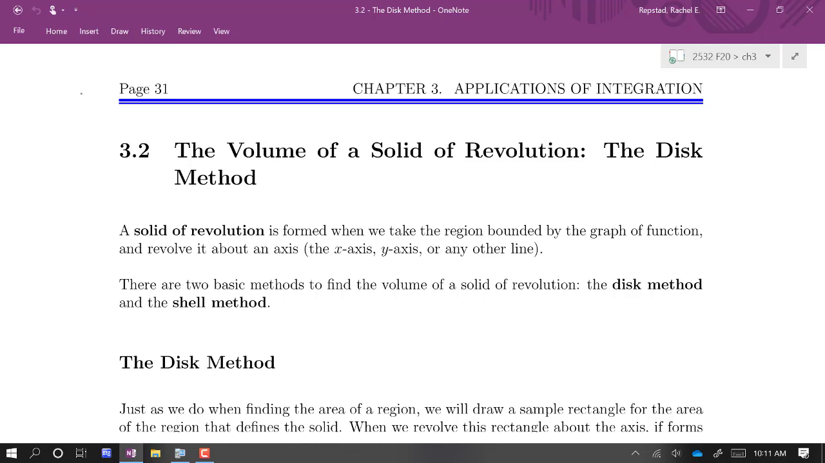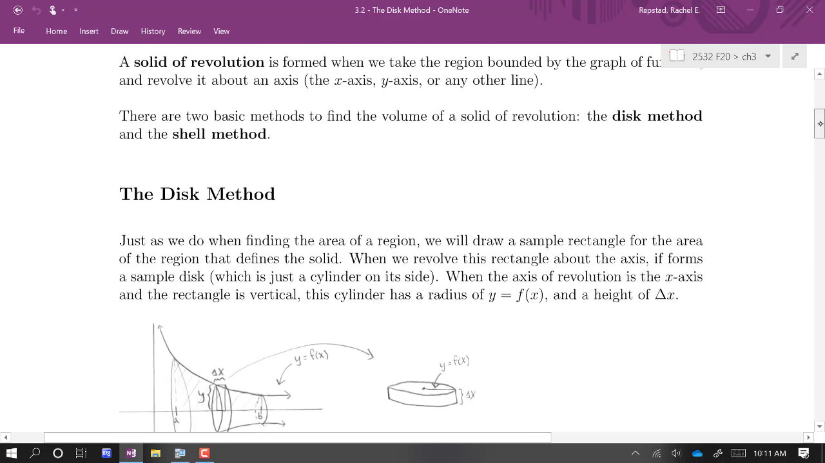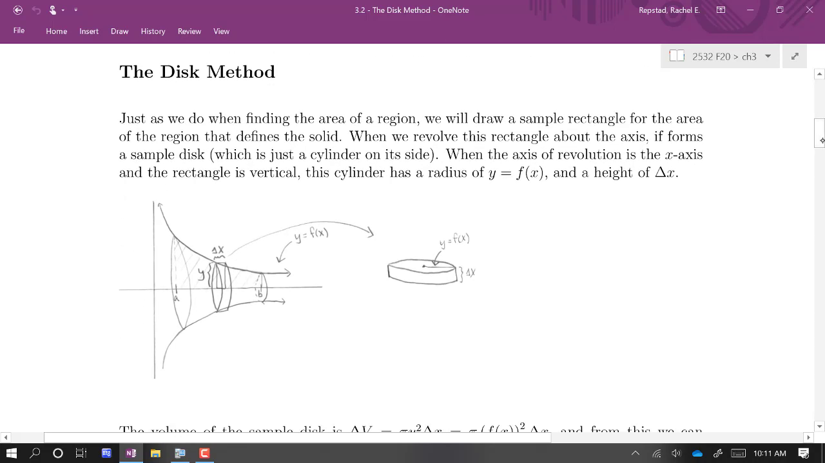So you take a region, just like a region we might have found the area of in the last section. But rather than find the area, we're going to take that whole region and revolve it about some axis. Often it'll be about the x-axis or a y-axis, but what we set up here will be valid for any horizontal or vertical line. So we're going to look at the disk method for doing this today, and we're going to start out looking at this sort of generic setup here.